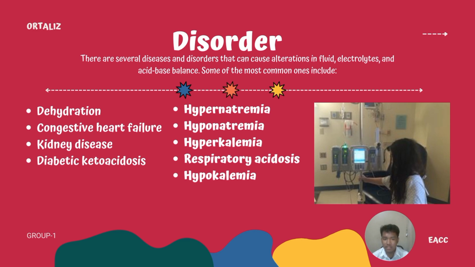Hypernatremia. Now, this occurs when there is too much sodium in the blood, and it can be caused by dehydration, excessive sodium intake, or kidney problems. Next is hyponatremia. This is a condition characterized by low sodium levels in the blood, and it can be caused by excessive sweating, diarrhea, or kidney problems.